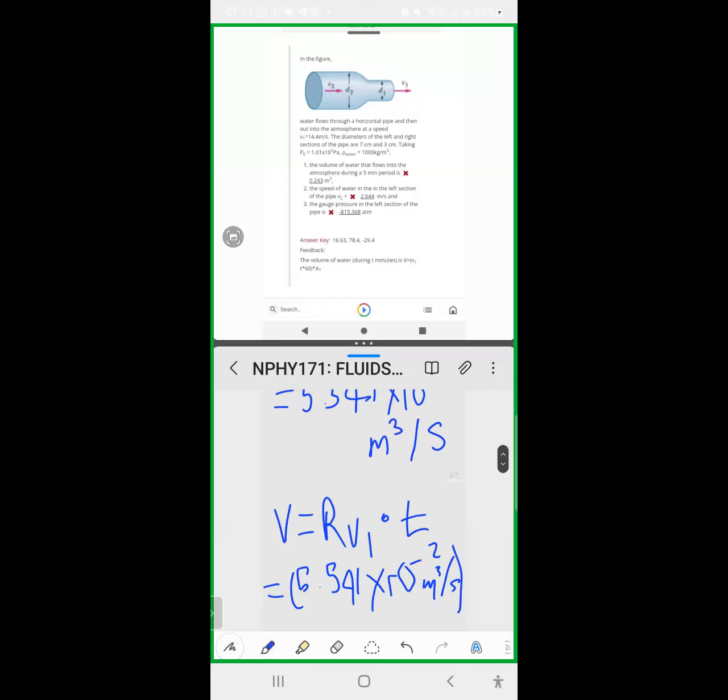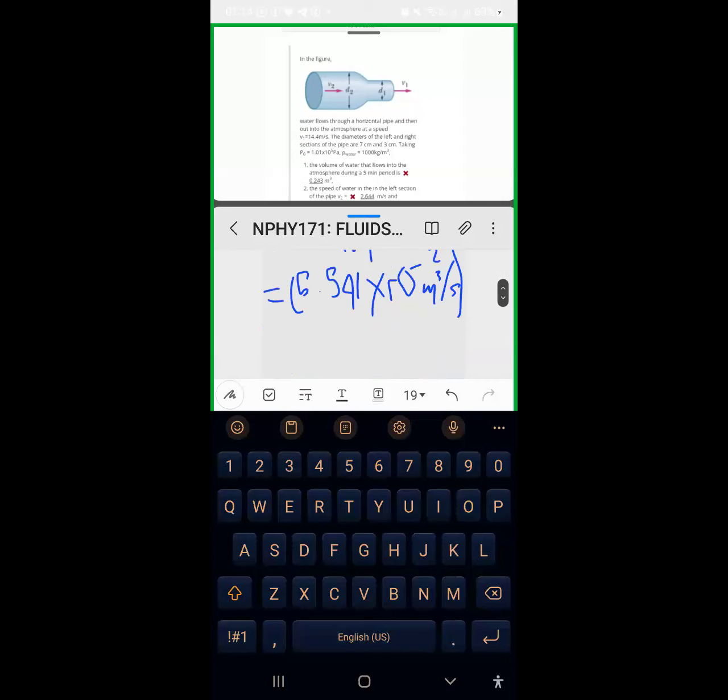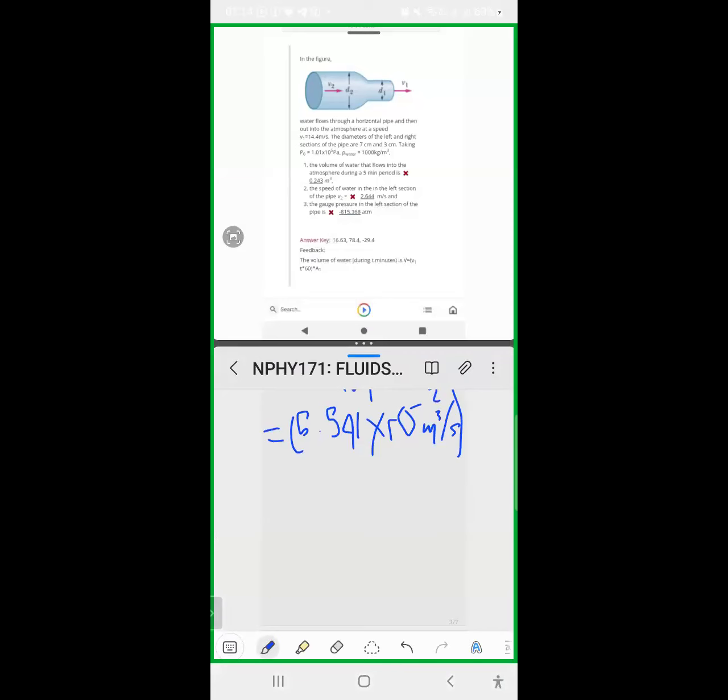Okay, so then you multiply this by the time. Time is 5 minutes, and in seconds, 5 minutes is 300 seconds. So let's see how much we are getting. This multiplied by 300, and then it's going to give you 16.63 meter cubed, and that is the volume of water that flows into the atmosphere during a 5 minutes period. And then we are done with the first question. Let's go and look into the second question.